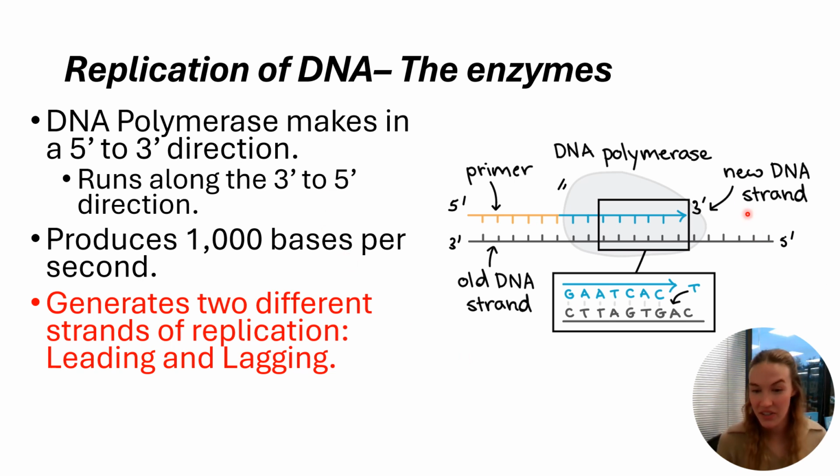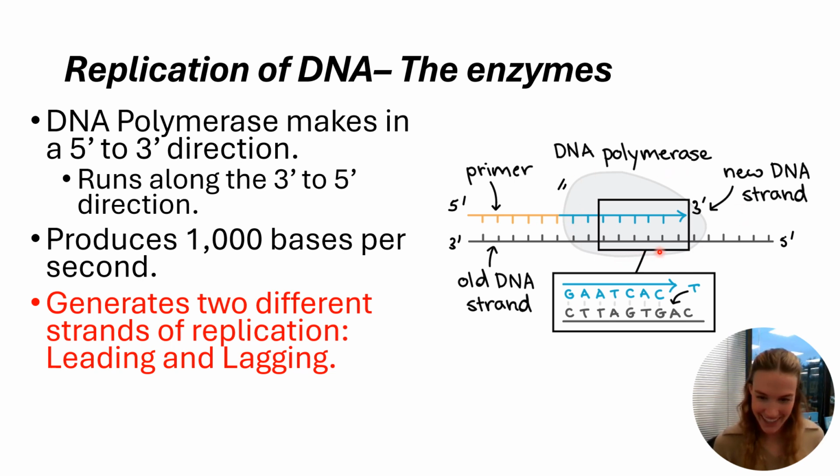Well, I want you to think about the easy side first. The parent strand that is in 3' to 5' will generate a daughter strand that is 5' to 3'. So DNA polymerase can very easily sit on top of the 3' to 5' parent strand and synthesize a daughter strand in the 5' to 3' direction. This is the easy side.